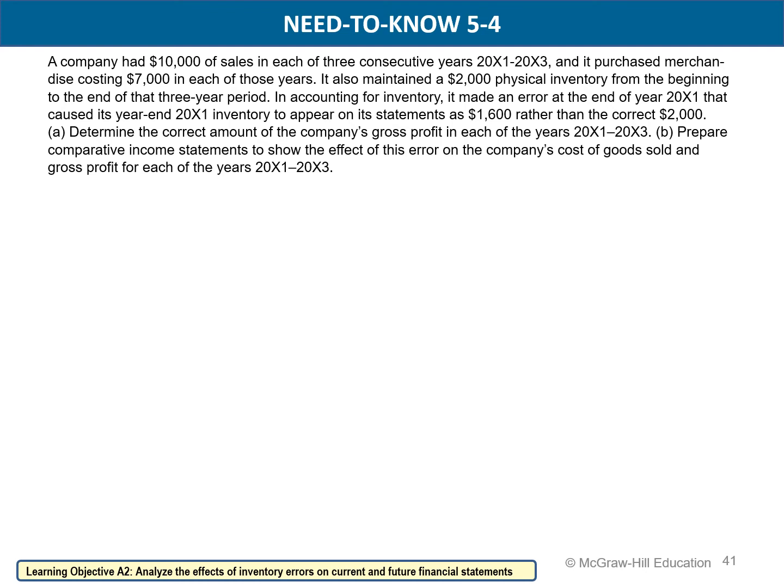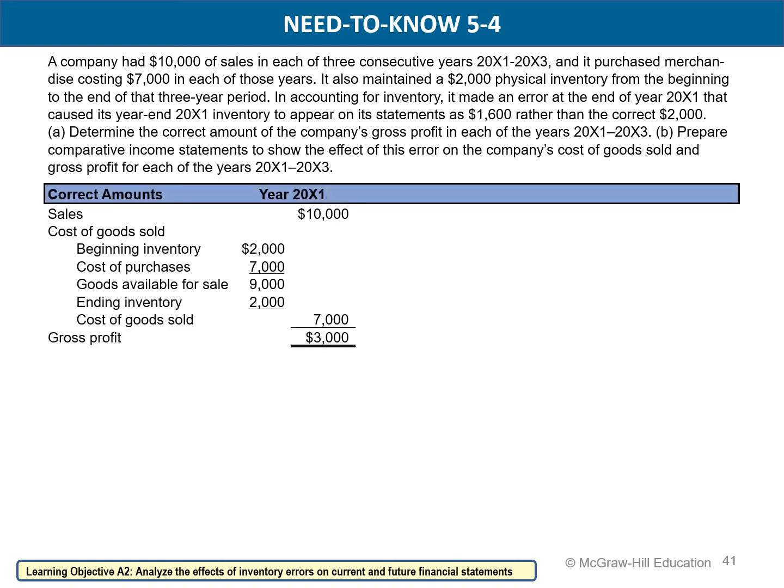So determine the correct amount of the company's gross profit in each of the years and then prepare comparative income statements showing the effect of the error on the company's cost of goods sold and gross profit for each of the years. So our correct amounts are $10,000 in sales, $2,000 beginning inventory, cost of goods sold is $7,000, which makes goods available for sale equal to 9, and then ending inventory of 2,000, because they told you beginning and end were the same.